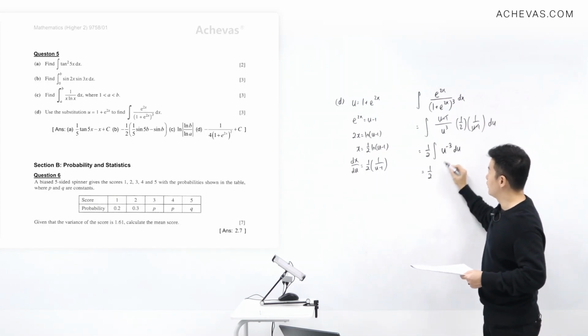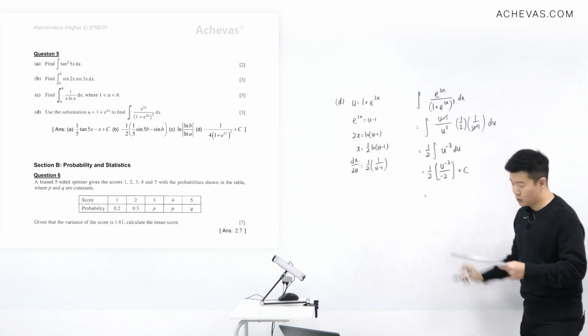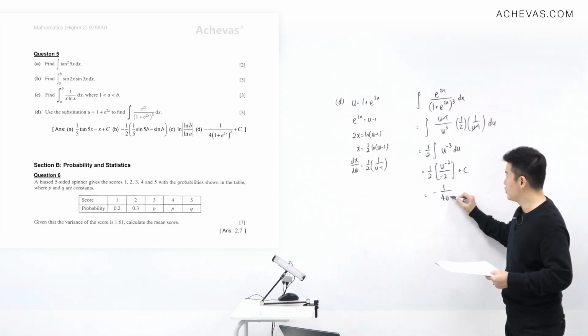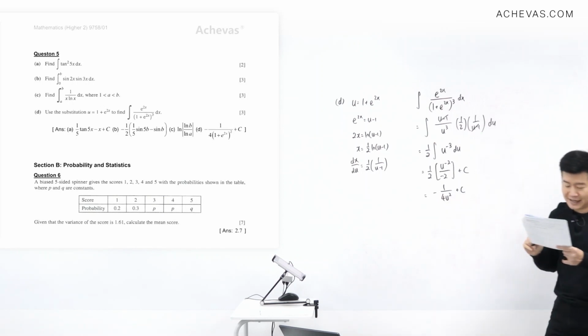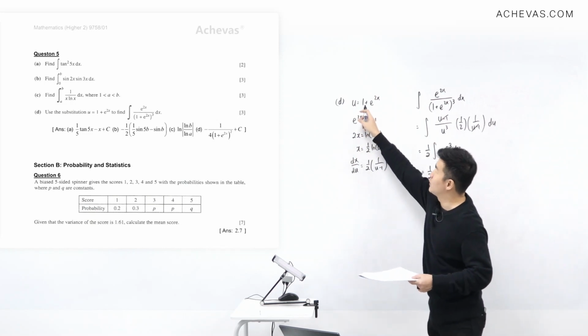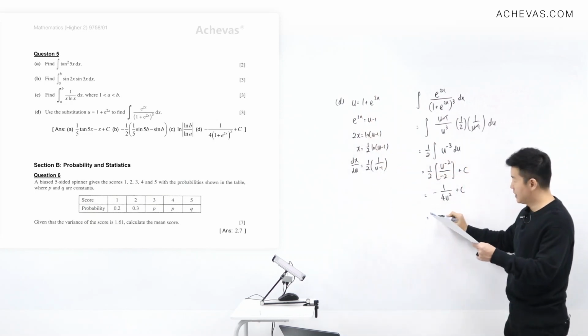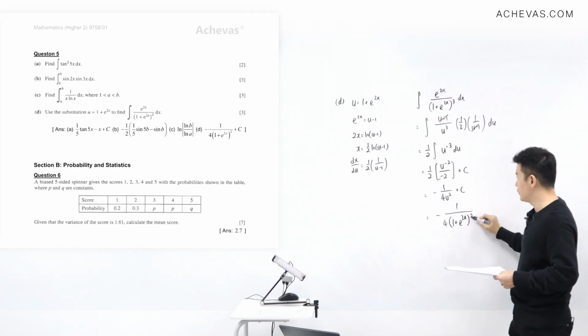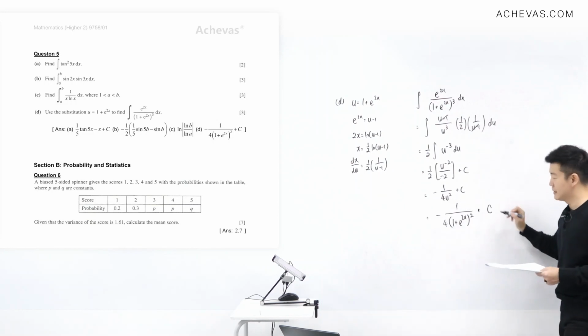So we have a 1 over 2. Integrating this is u to the power of minus 2 divided by minus 2, then plus c. So we have now with us a minus 1 over 4u squared plus c. And let's not forget about replacing u back with x. So we are going to replace it. This gives me a minus 1 over 4 times (1 plus e to the power of 2x) to the power of 2, which is u squared, then plus c.